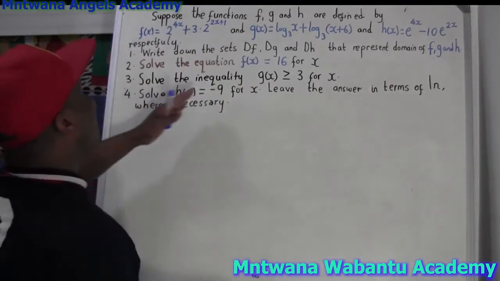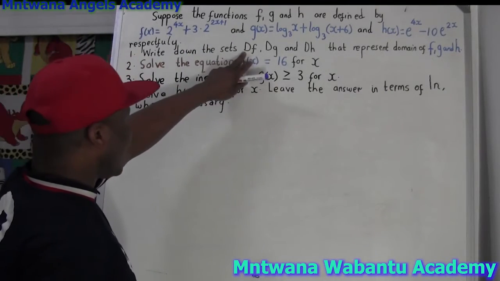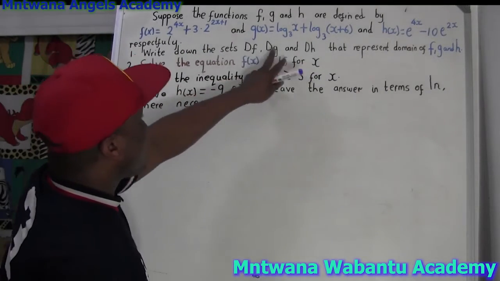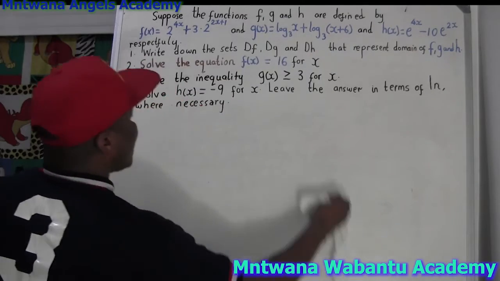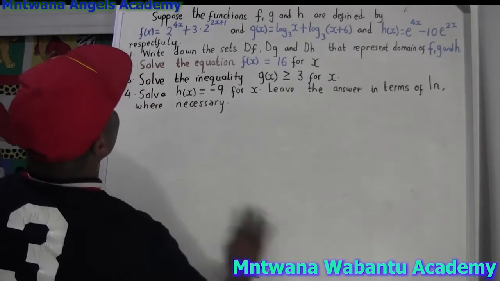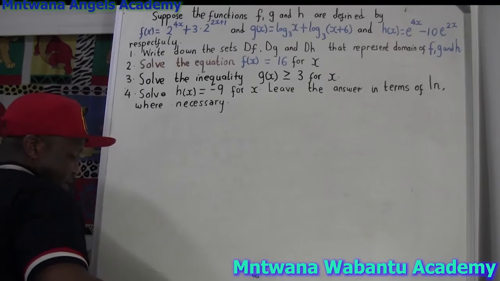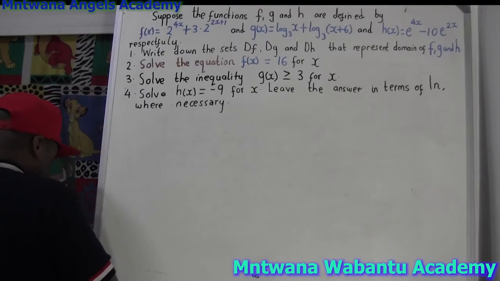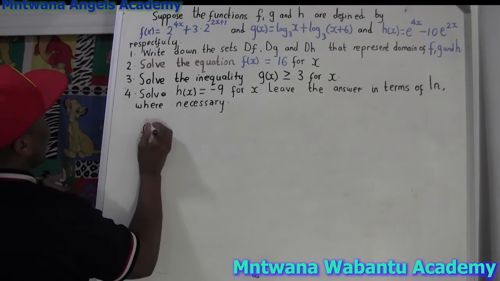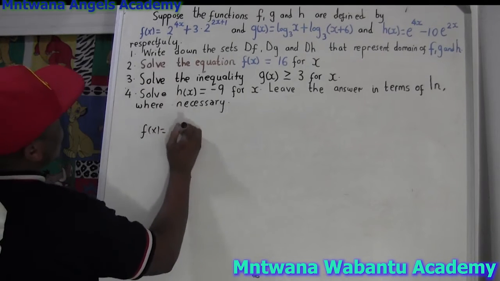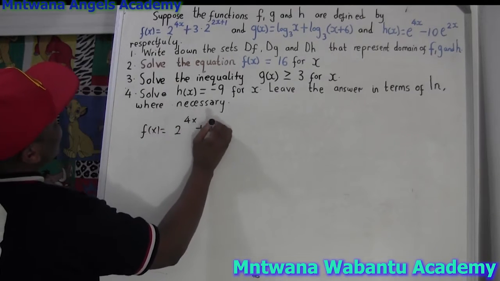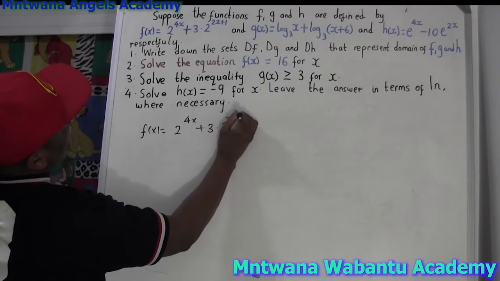Now, they say write down the domain of F, the domain of G, and the domain of H. Now let's go. So let's start with F. So given here, f(x) equal to 2 to the power 4x plus 3 times 2 to the power x plus 1.